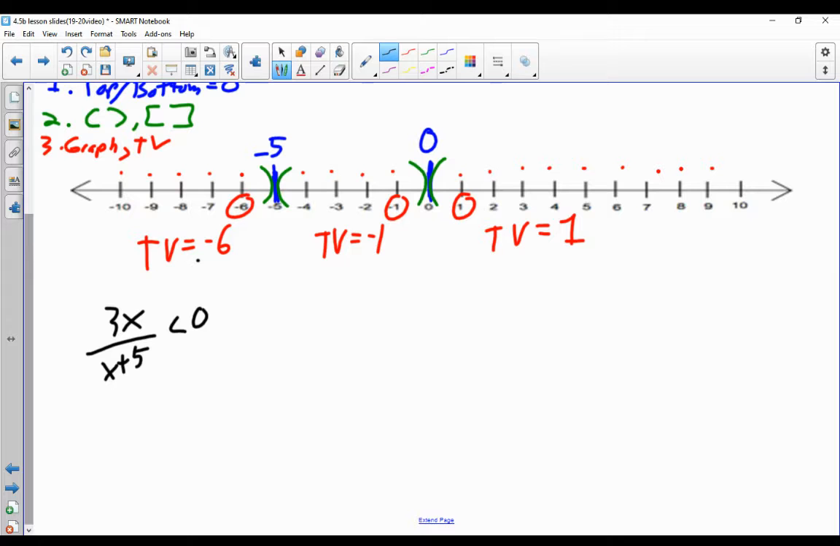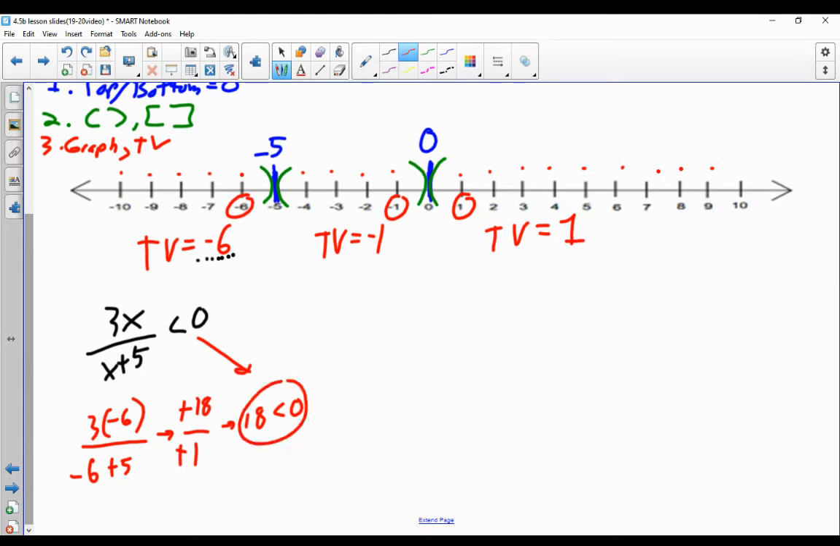All right, let's plug in -6 for the first interval. So on top, we're going to have 3 times -6. On bottom, we're going to have -6 plus 5. Simplify. On top, we're going to have -18. On bottom, -6 plus 5 is -1. Negative divided by negative makes it positive. So 18 over 1 is just 18. But is 18 less than 0? Sadly, 18 cannot be smaller than 0. That is a false statement. So the first interval is out of our answer.